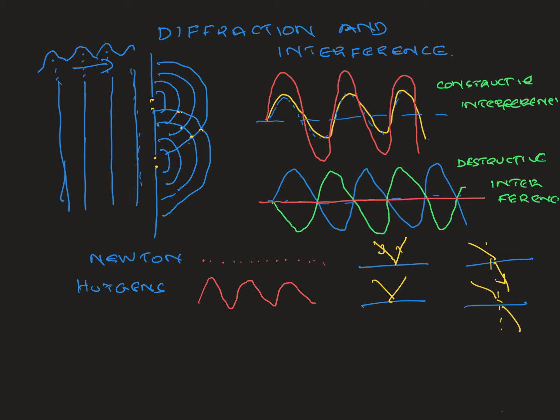But Newton couldn't explain diffraction and interference because he never believed that light is a wave. So Huygens was able to explain diffraction and interference using the wave theory. He has this theory to explain how light waves propagate. So if you have a wavefront here, he explains that this is a wavefront.